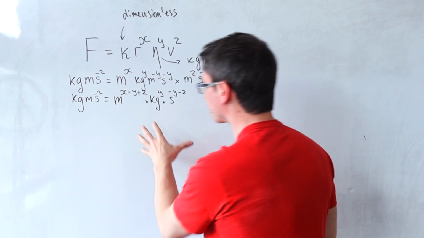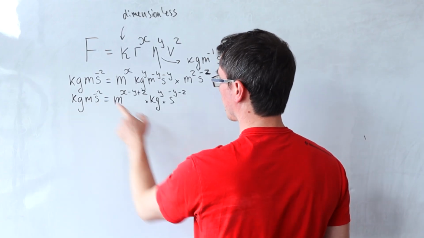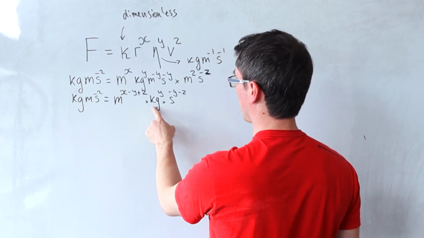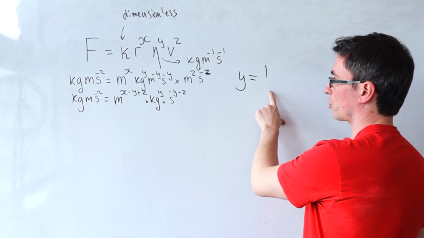Okay, now we can equate the powers. On the left we have kilograms to the 1, on the right we have kilograms to the power of y, so we can immediately write that y has got to be 1.